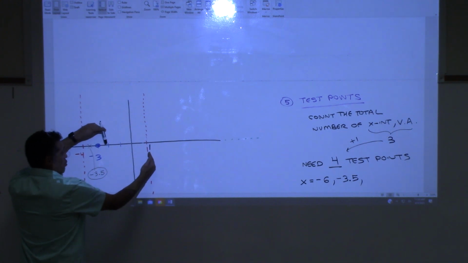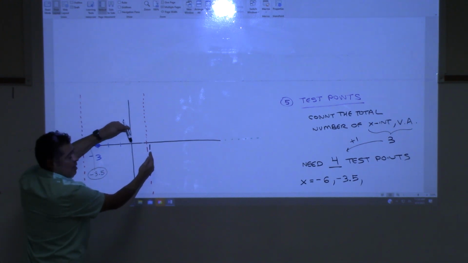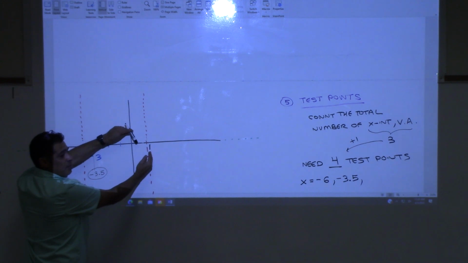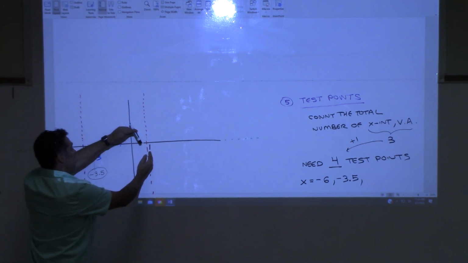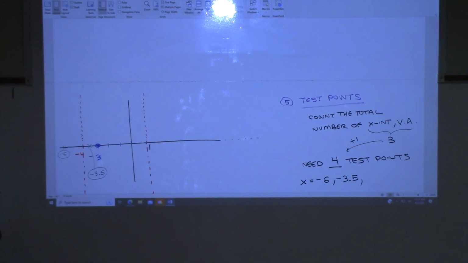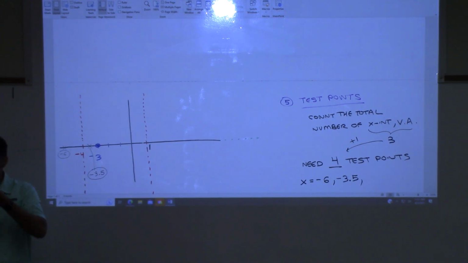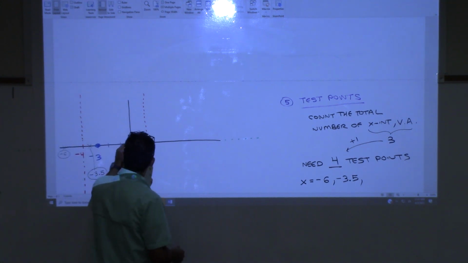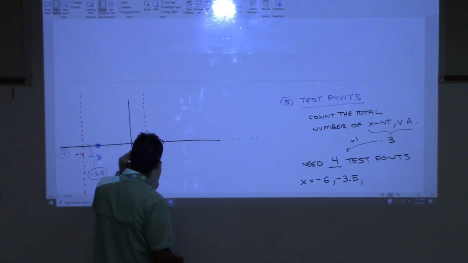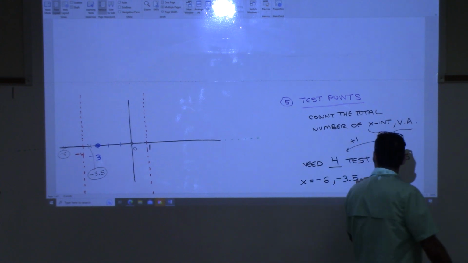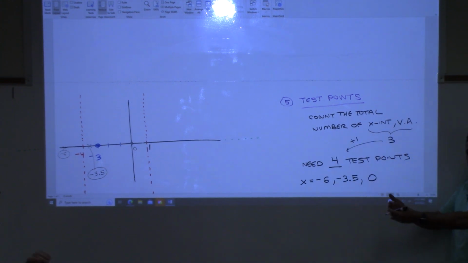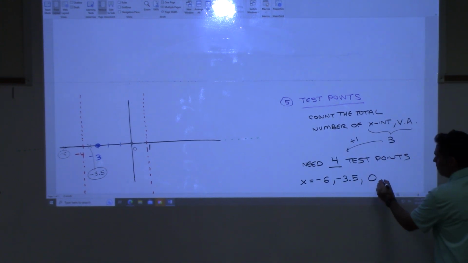-2. What else could work? -1, 0, right? Could I use 0.2796? Yes, right? As long as it's between here and here. I think the best number between these two is 0, because it's easy to plug 0 into something. So I'm going to pick 0, put a little x there, there's 0, that'll be here. But again, you could have used -1 or -2, totally up to you.